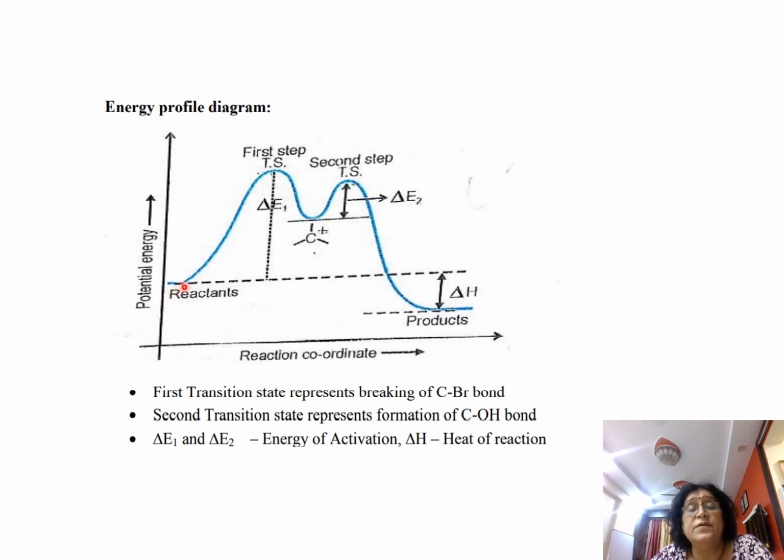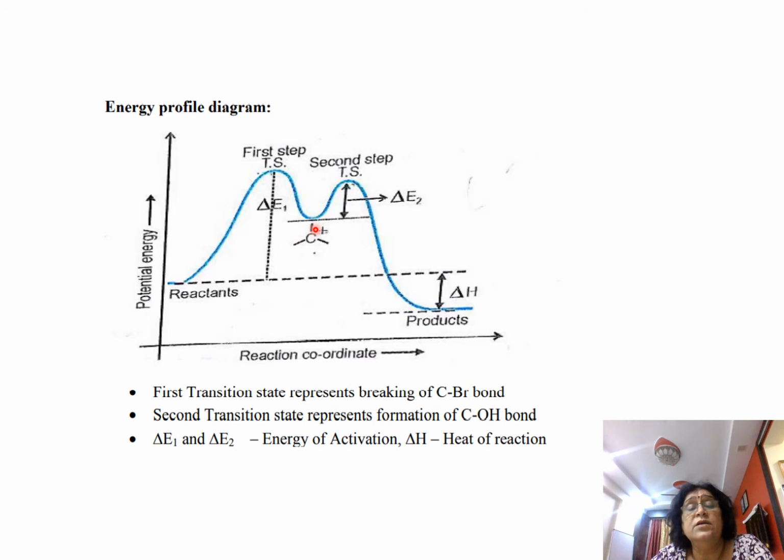Then first what happens? The carbon-bromine bond breaks. The transition state is formed where the carbon-bromine bond is about to break. So the reactants get the energy, they reach the first transition state where the carbon-bromine bond is about to break. And then what happens? The carbocation is formed. This is a slow step and it leads to the formation of the carbocation.